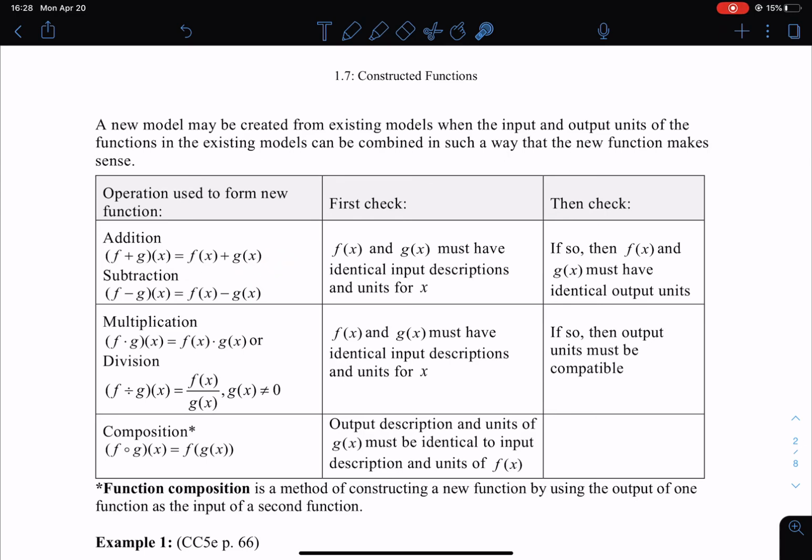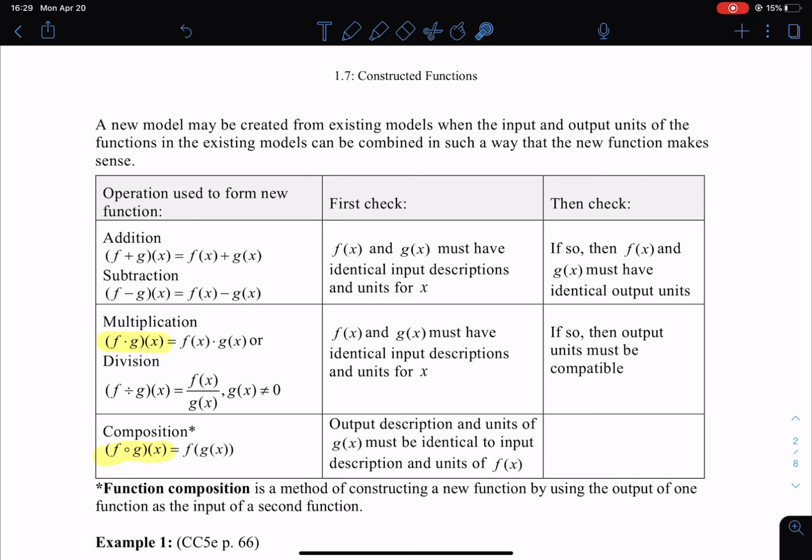And for the multiplication, we have to make sure that f of x and g of x have the same input description and the same units for x. After you finish this part, you also have to check that f of x and g of x have identical output units. The output unit is the same. And for function multiplication, you have to double check that it makes sense. The output unit must be compatible.